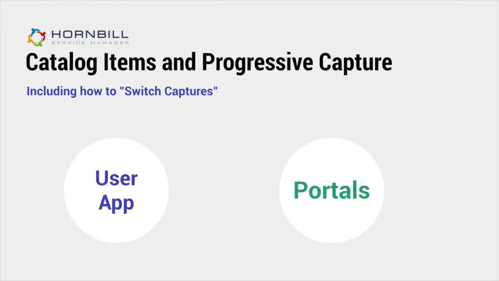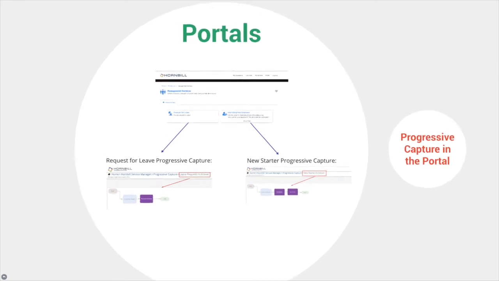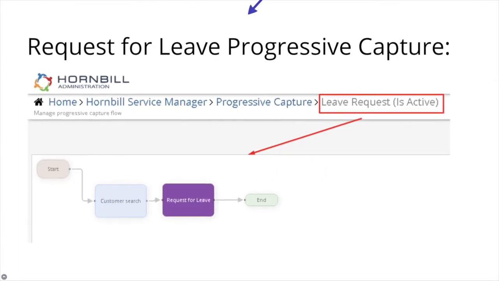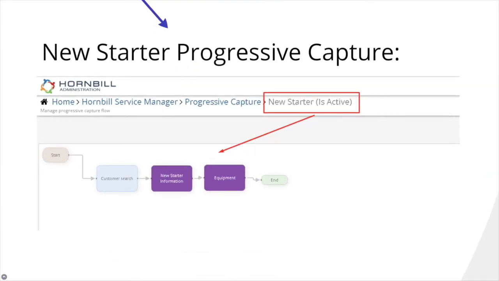So that's raising requests in the user app, but how does this affect the portals? Now the key thing to keep in mind is that if you would like customers to raise requests via the portal, then there must be catalogue items set up to be able to do this. So in our example, after clicking the Management Services service, the customer is presented with our 2 catalogue items. The other key difference is that there are no default progressive captures in the portal. Customers are presented directly with the progressive capture linked to that catalogue item. So again, here you can see our leave request capture is used. And recruiting for new employees, new starter progressive capture is used.